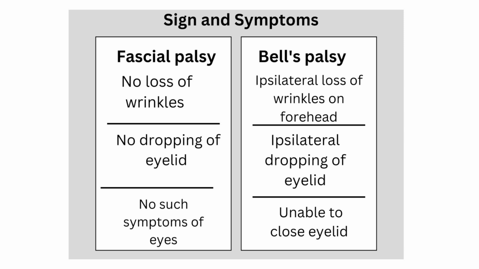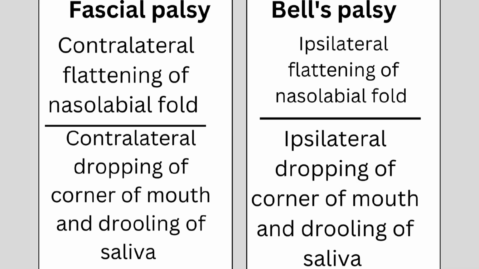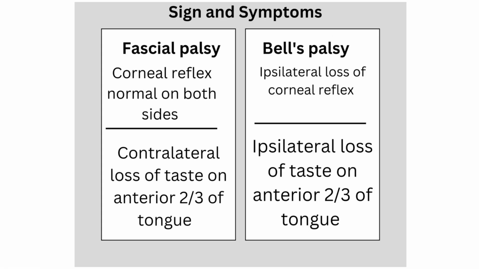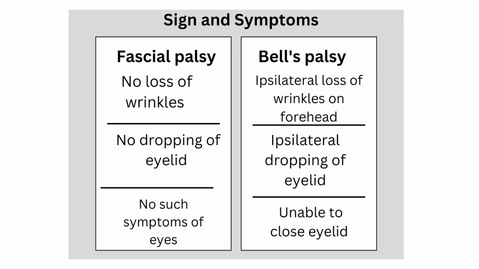Bell's palsy involves ipsilateral loss of wrinkles on the forehead, ipsilateral drooping of the eyelid, difficulty in closure of the eyes, ipsilateral loss of the nasolabial fold, ipsilateral drooping of the corner of the mouth, and drooling of saliva. It also involves loss of corneal reflex and ipsilateral loss of taste sensations on the anterior two-thirds of the tongue.